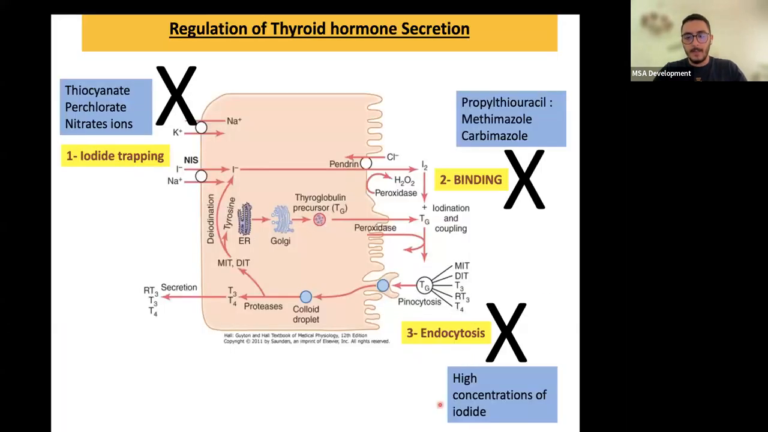This is taking place here. So no endocytosis because of high concentrations of iodide.